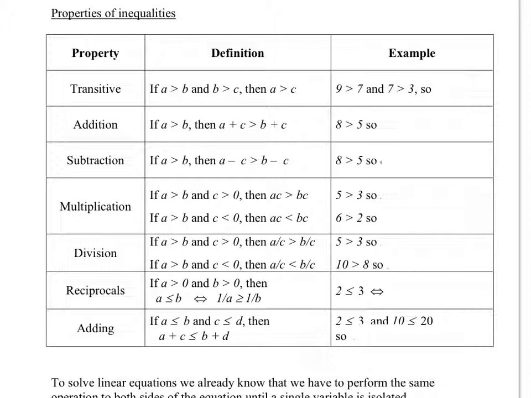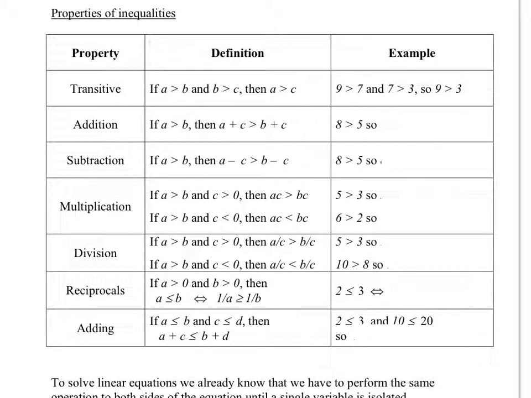Now there are some properties of inequalities. This looks more complicated than it actually is. We have something called the transitive property, which means that if A is bigger than B and B is bigger than C, then that means that A has to be bigger than C. Right? B is therefore in between the two things. So if you know that 9 is bigger than 7, and you know that 7 is bigger than 3, it automatically follows that 9 is bigger than 3.